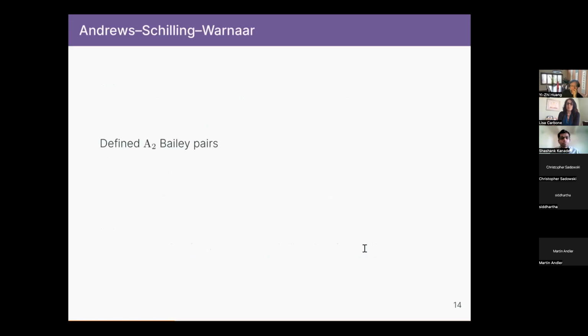Okay, so what did Andrews-Schilling-Warnaar really do? There is this big theory of Bailey pairs, which is a very classical story starting from the work of Rogers, more than 100 years ago. Of course it was implicit in his work, but Bailey was the one who actually understood that there is this machinery of Bailey pairs and all that. So Andrews-Schilling-Warnaar defined A2 generalizations of A1 Bailey pairs. The classical Bailey pairs are A1 Bailey pairs, and they invented an analog of the A1 Bailey lemma.